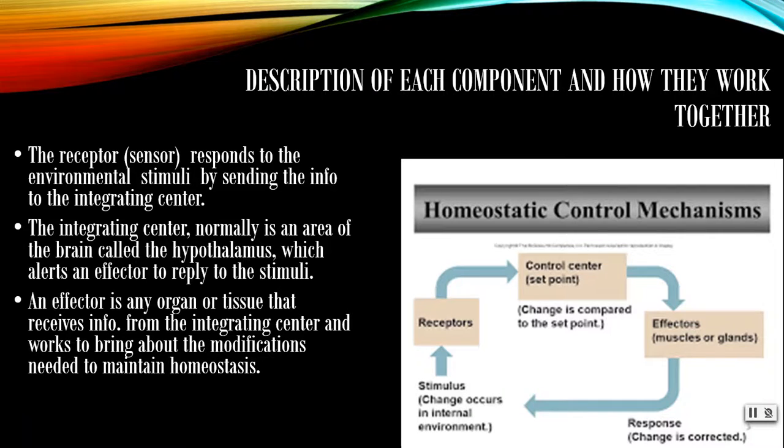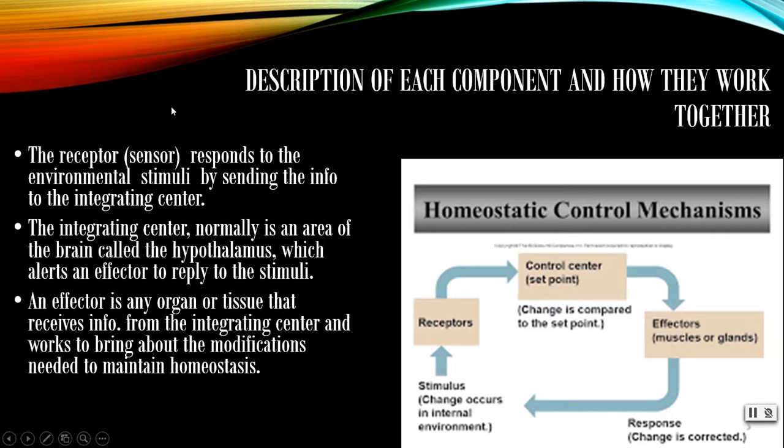Now, in order to understand how they work together, we have to know what they actually do. So the receptor is going to basically get the information, like an environmental stimulus, and send the information over to the integrating center. The integrating center is going to basically alert the effector. It's an area in the brain that will alert the effector. And the effector is going to try to fix or make the modifications needed to maintain homeostasis because they receive the information from the integrating center.